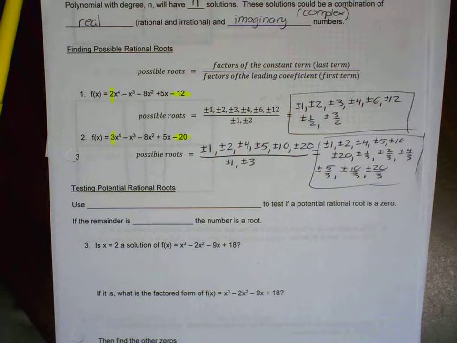And these are only the possible rational roots. They're not all the possibilities. Again, they don't include imaginary. Rational means I can turn it into a fraction. So they don't include irrational numbers, and they don't include imaginary.